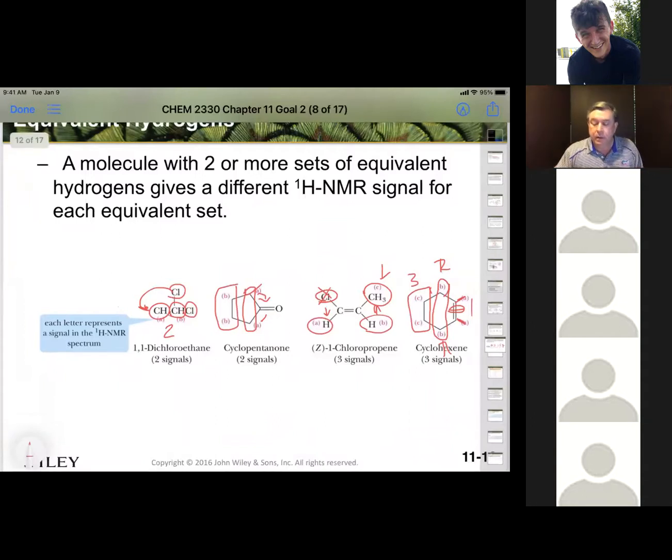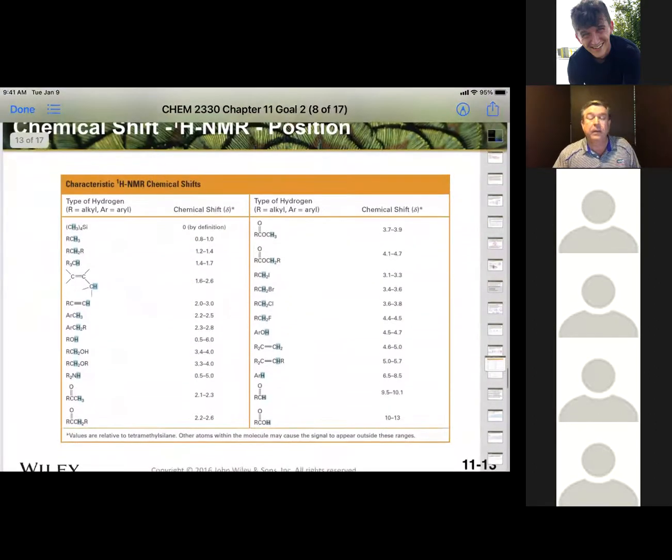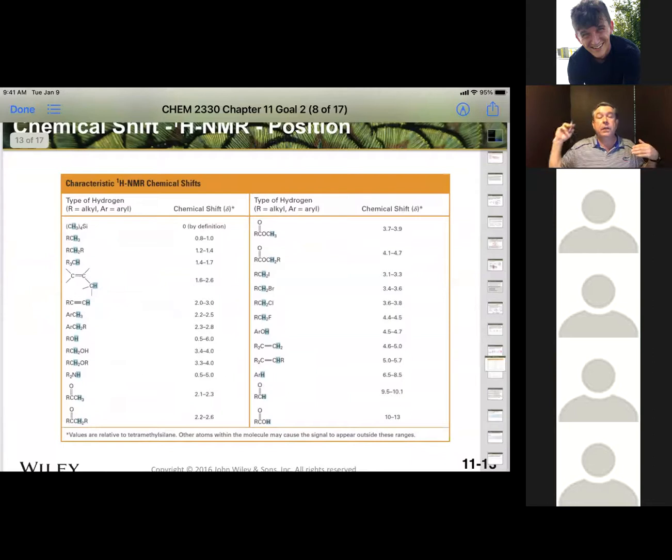All right, we got 20 minutes left. Let's talk about shift. Okay, so the next thing we talked about was, we're going to talk about intensity later, but we're going to talk about position. And position is basically the time it takes to relax and when we hear that signal. And it changes based on what is attached to that carbon that has the hydrogens on it.